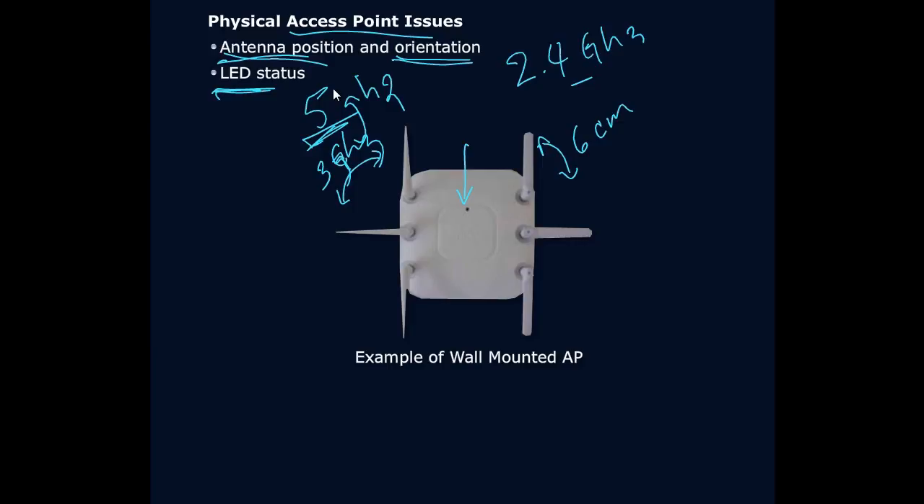Another thing is do not impede the signal by placing it behind or in front of objects. Do not place them on file cabinets. Remember your lessons about absorption, scatter, reflection, all the different things that can happen in our wireless environment.